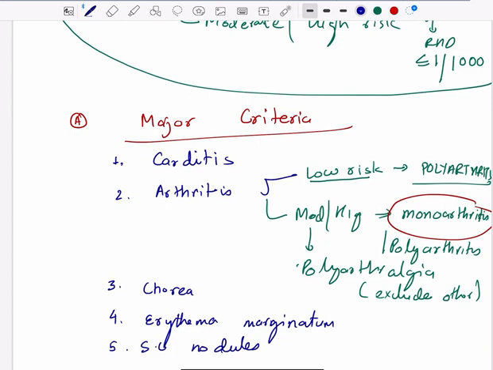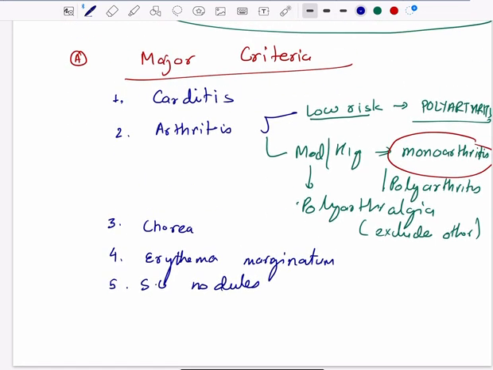So when we put major criteria, the only difference between major criteria for the high risk or moderate or low risk is in arthritis. In low risk population, you have to consider polyarthritis only, but in moderate and high risk population, you can even consider monoarthritis as well as polyarthralgia, but we have to exclude all other causes of it. Otherwise, the other major criteria are carditis, chorea, erythema marginatum, and subcutaneous nodules. So we have now covered all the major criteria of it.